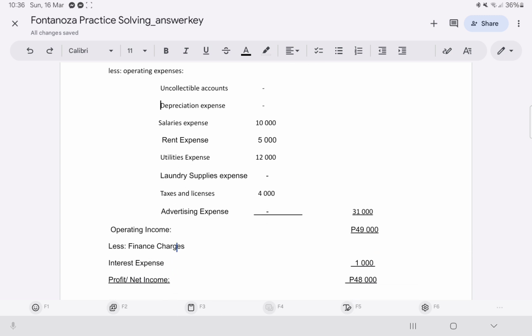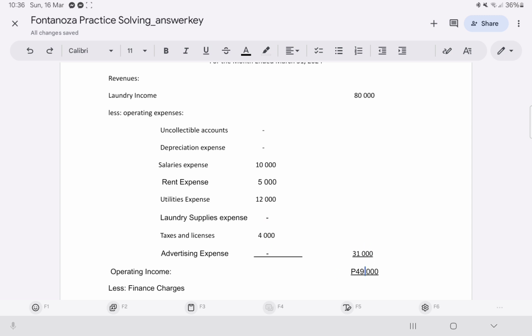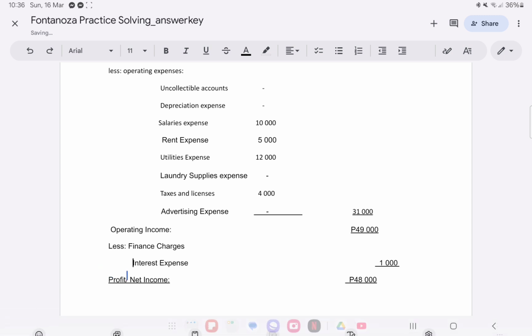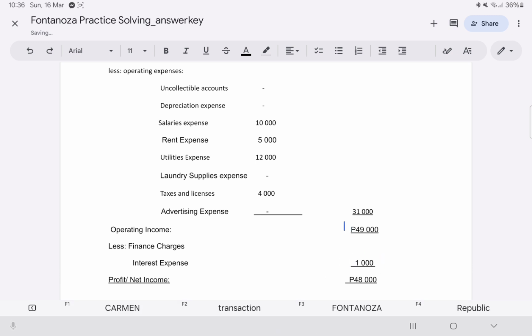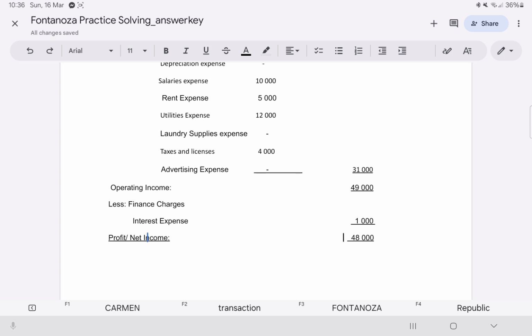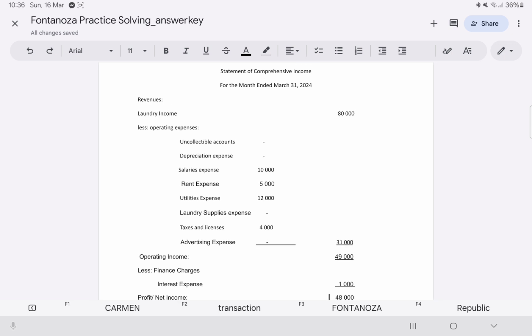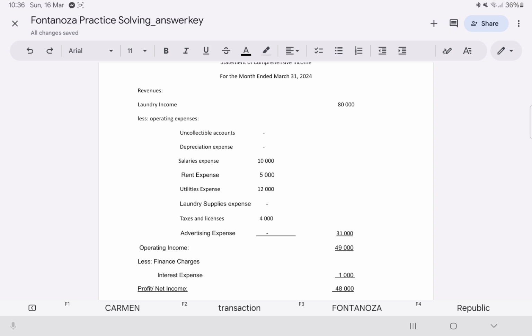So that's the operating income. There's no data yet. So 31,000. Then less from 80,000, 49,000. Then less finance charges. Remember the bank charges, so interest expense. Then 1,000. Do not write the peso sign. Okay, so you can get profit or net income amounting to 48,000. So same procedure from the previous computation of the statement of comprehensive income.